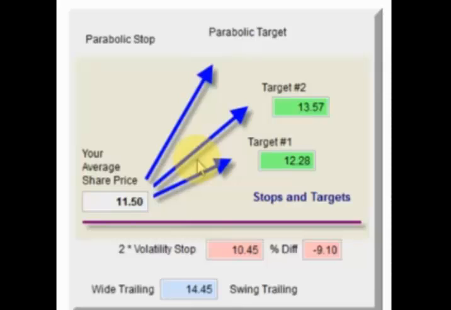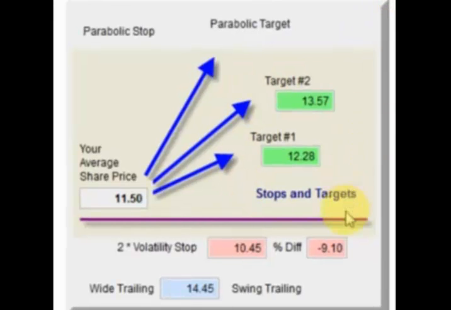So the analyzer is going to do its best, wherever you got into a stock, based off of your trade entry. It's going to try to give you some targets and some volatility stops, a wide trailing stop and a swing trading stop. It's going to do that for you because you might want to put your own trade in there, right? It has nothing to do with one of my setups.